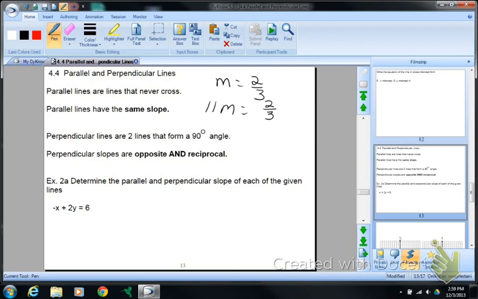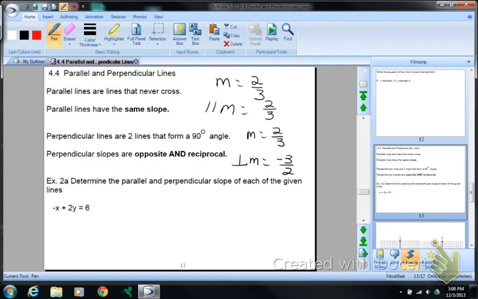For example, if I told you that one line had a slope of 2/3, the perpendicular, abbreviation for perpendicular is an upside down T. A perpendicular slope is the opposite. So what would that be? Negative, and then when you take the reciprocal, so it would be -3/2.